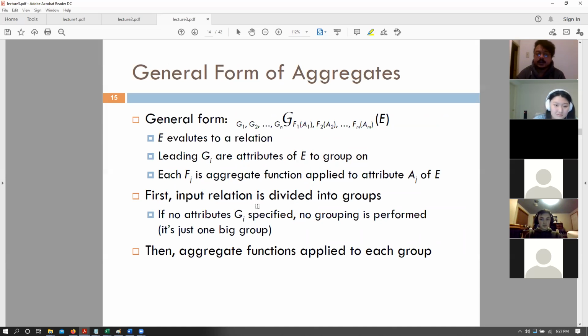So our general form of aggregates: we have a list of attributes that we would like to group with, that is G1 through Gn. And we have a list of aggregate operations that we can actually perform, F1 all the way to Fm, all of those operations being performed on individual attributes for your table E. First your grouping is performed, and then your aggregate operations are executed on those individual groups. If no attributes are given on your left hand side, that just means it's one big group, one entire table that you perform your aggregate operations on.